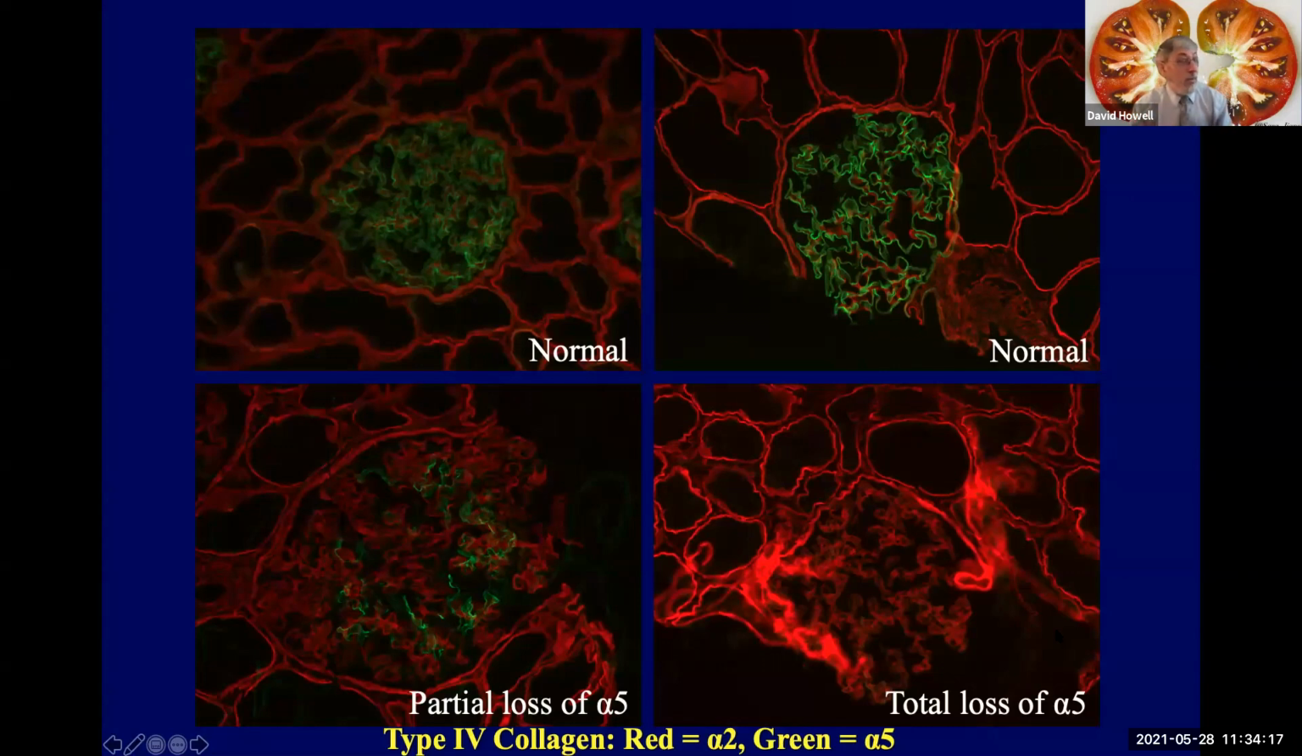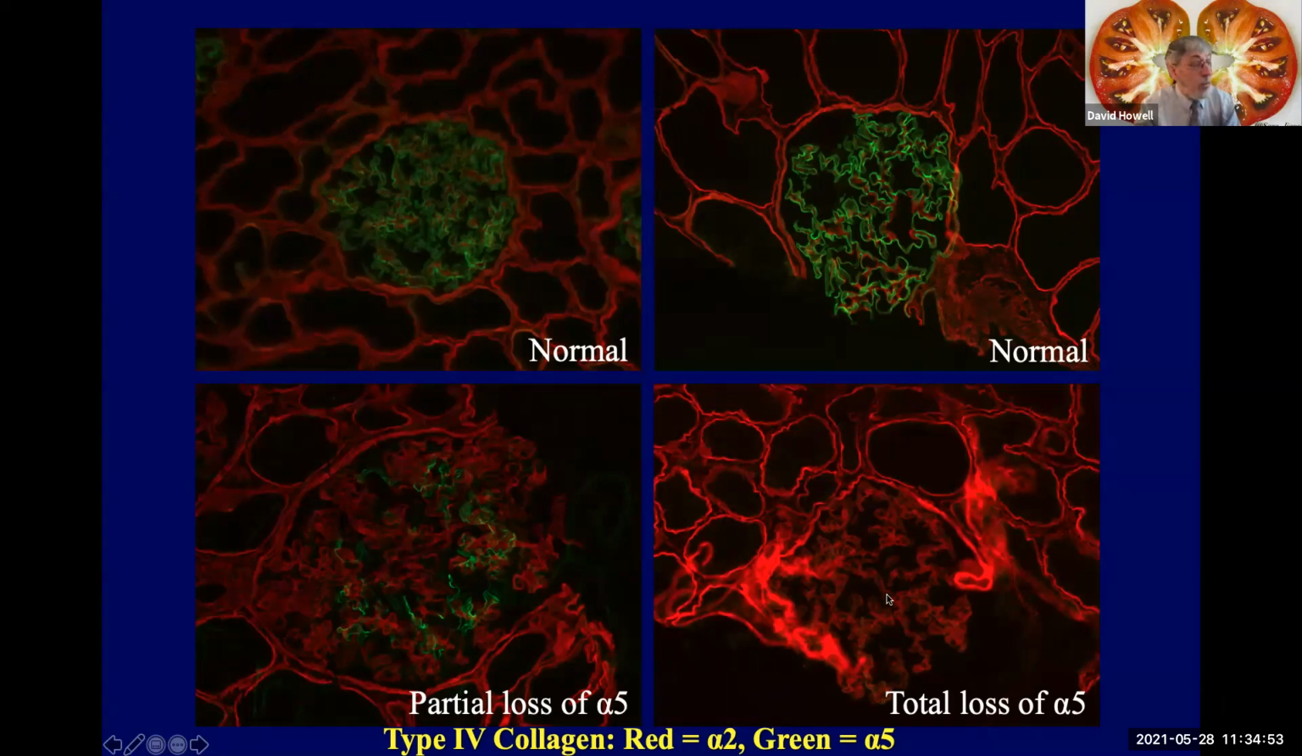Now, the gene for the alpha 5 chain is on the X chromosome. And if you're a guy, you have one X chromosome. And if the alpha 5 gene has a mutation that keeps the alpha 5 protein from being made in the normal manner, the entire alpha 3, 4, 5 complex fails to form and deposit in the basement membrane. And you have what's called X-linked Alport syndrome. And this alpha 3, 4, 5 complex is very important for the basement membrane structure. So in these patients, you have a progressive degradation of the basement membrane structure over time.